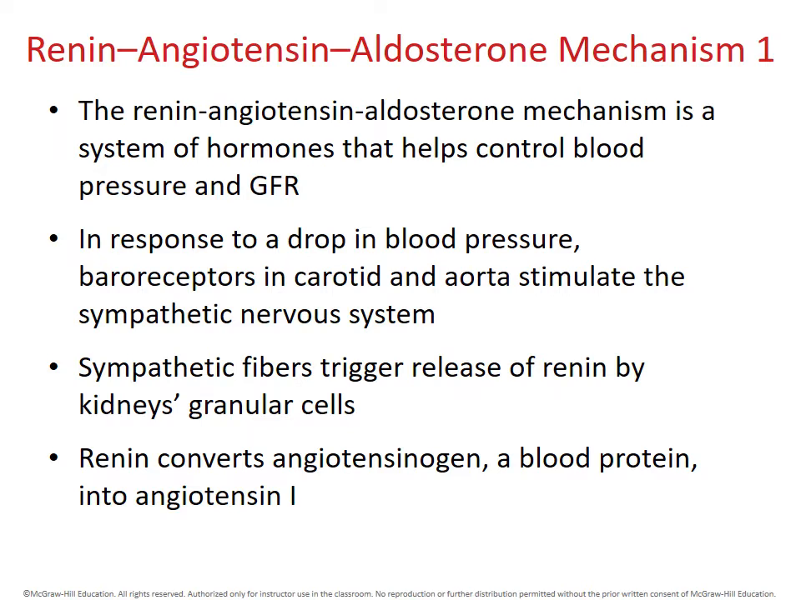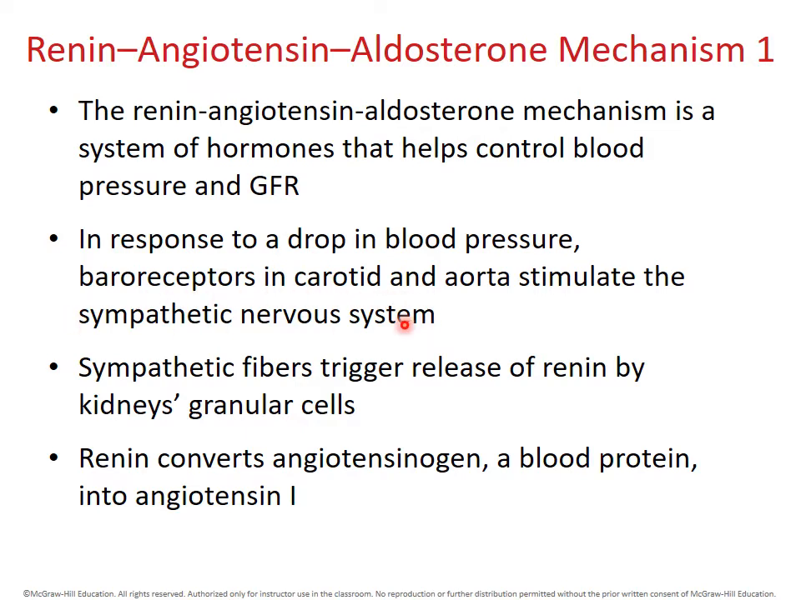Again, it's the renin-angiotensin mechanism. We talked about this in the context of regulating blood pressure back in our blood vessel chapter. But now we're talking about it in the context of affecting glomerular filtration rates. And so recall, in response to a drop in blood pressure, we have baroreceptors in the carotid artery and the aorta, of course, that sense that, and that is going to initiate the sympathetic response that we just talked about.